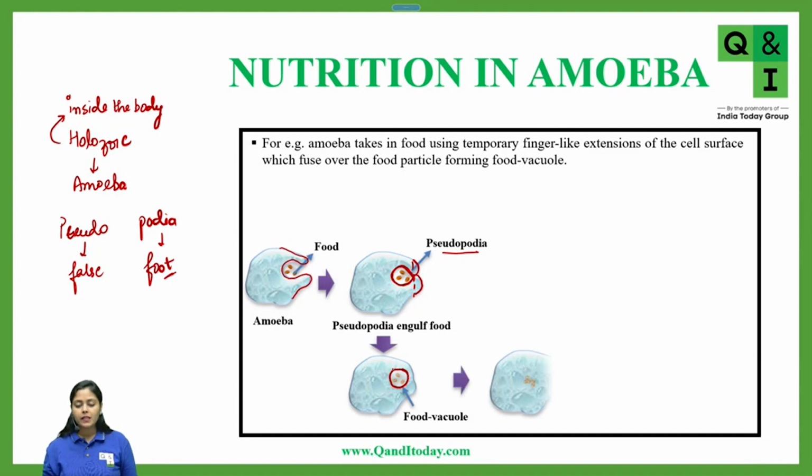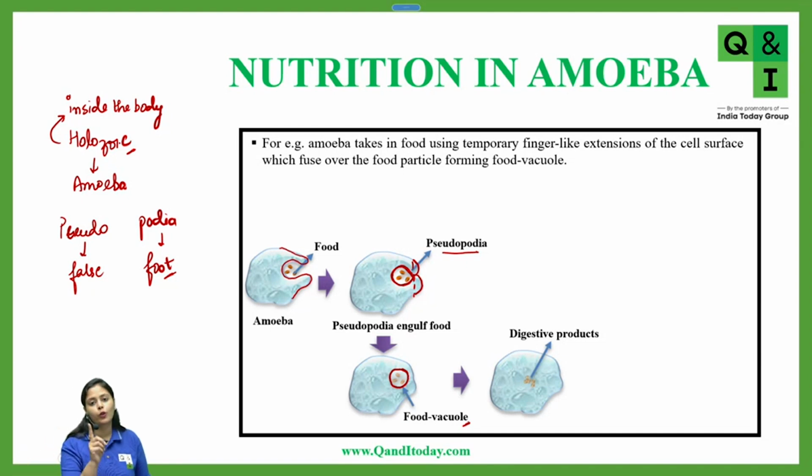Now amoeba will secrete enzymes and it will digest the food particles inside this vacuole only. So this was the food vacuole. The particles are now digested. The food is digested inside the vacuole only. Why are we calling it holozoic? Because now see, the food is taken inside in the form of a food vacuole and then it is digested by the amoeba. That's why it is called the holozoic mode of nutrition.